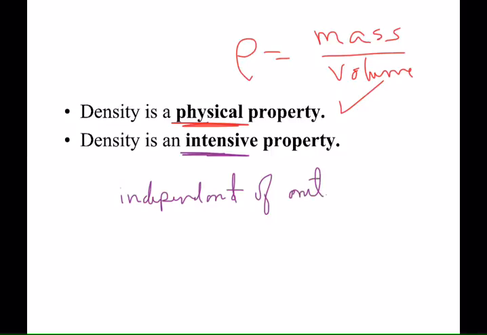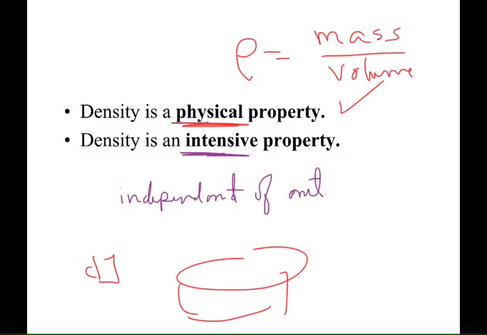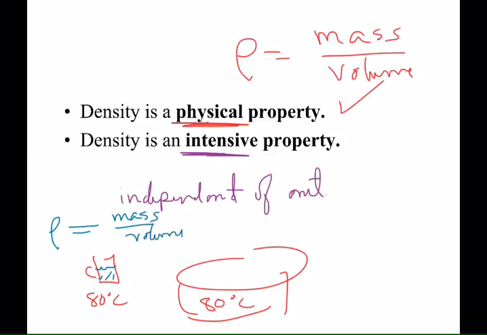A good example of that is if I had a cup of water, and if I had a bathtub full of water, and let's just say we'll make the water at 80 degrees Celsius. That's a little toasty. If it's the same temperature, then no matter if I take this volume and get a ratio of mass to volume, or this volume, which has more mass, it's going to have that same ratio. It's going to have the same density of water at 80 degrees Celsius.